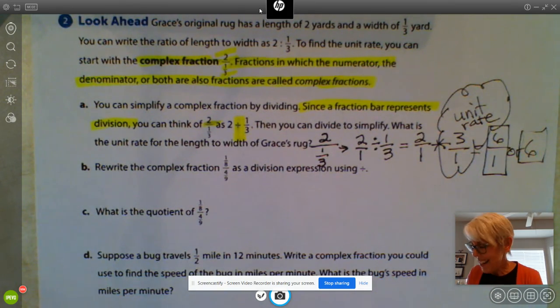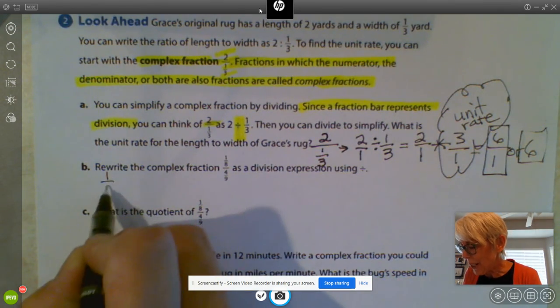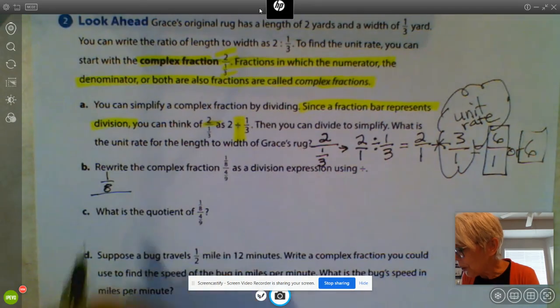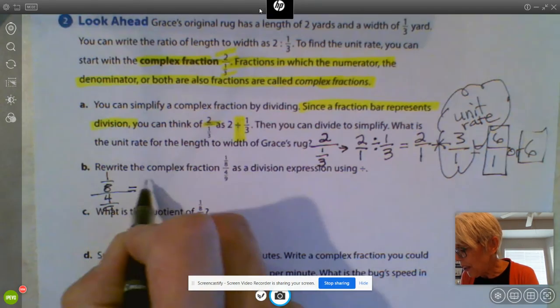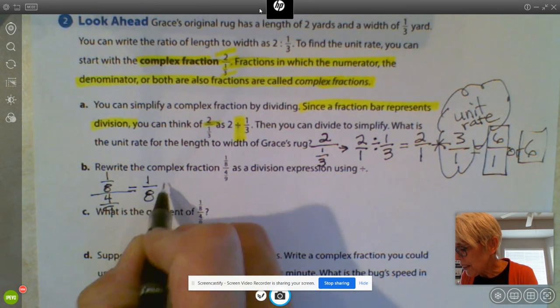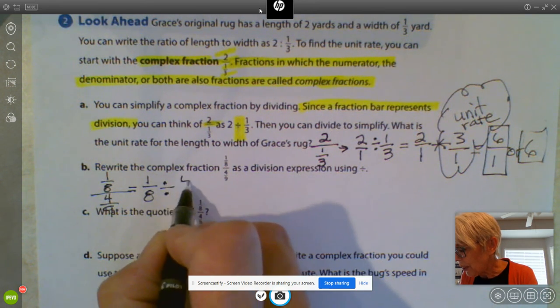And you are. So the fraction we're using here is 1/8 over 4/9, which is the same as 1/8 divided by 4/9.